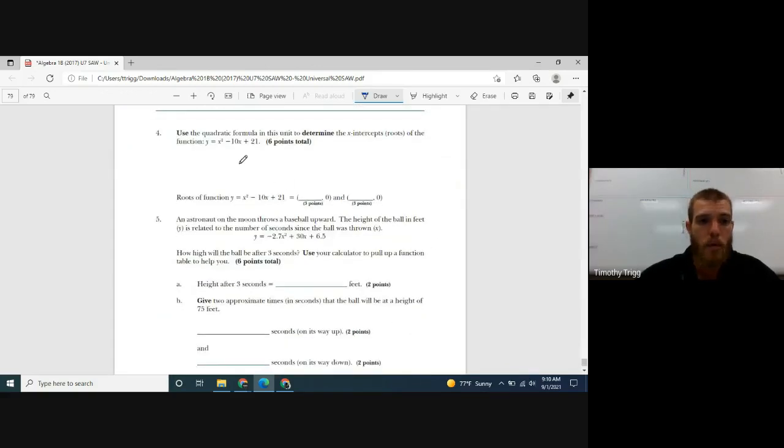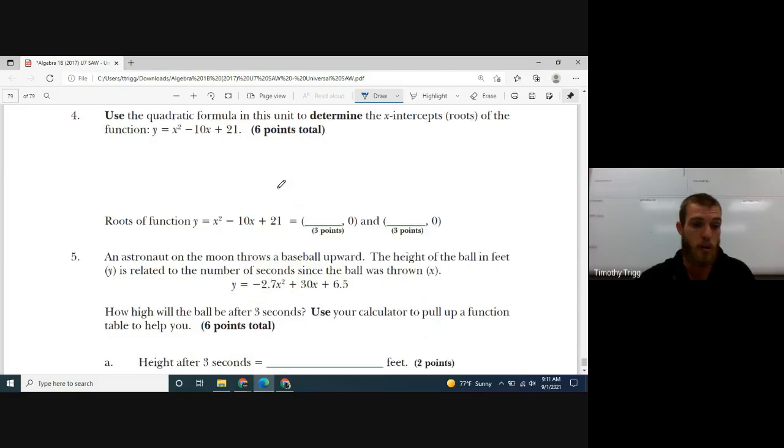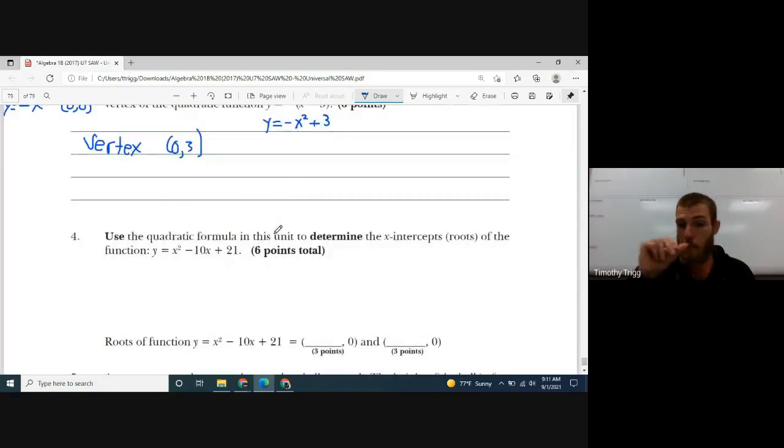Okay, use the quadratic formula in this unit to determine the x-intercepts, or in other words, the roots of the function y equals x squared minus 10x plus 21. So it asks us to use the quadratic formula, which hopefully you remember. It's going to be a very important formula. You're going to be using it not just in this unit, but in units to come, and throughout Algebra 2, so you're going to need to know this basically throughout the rest of your math career.